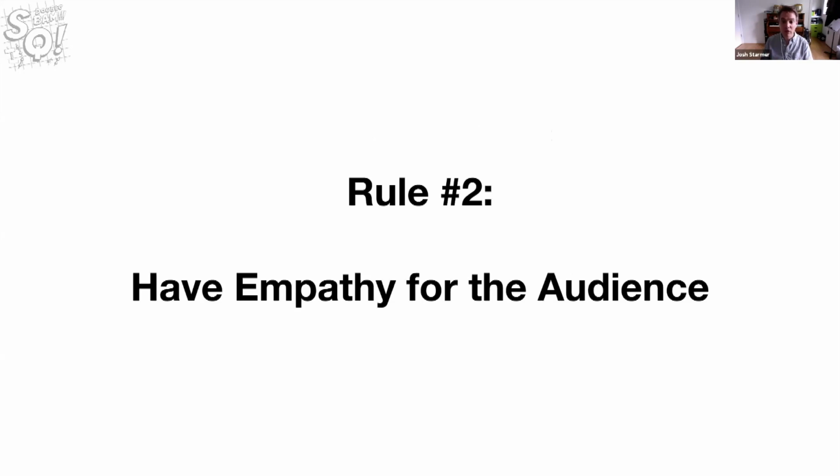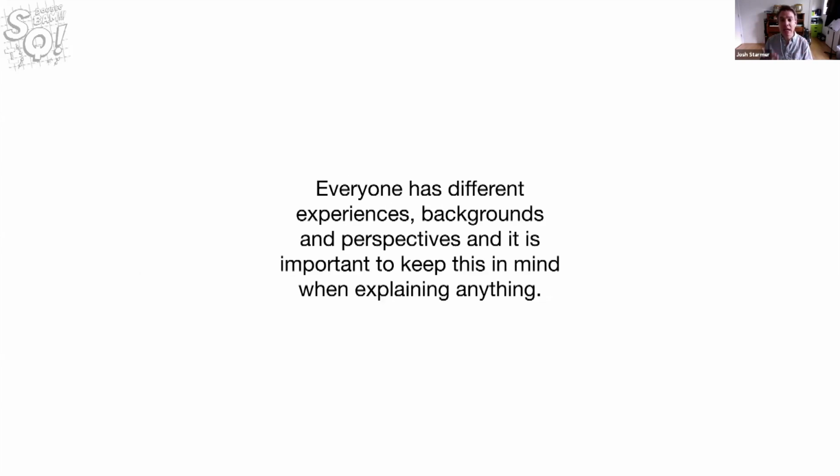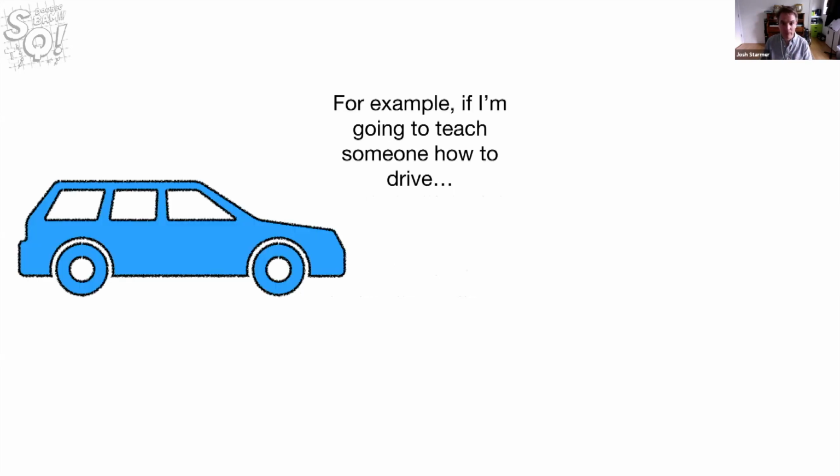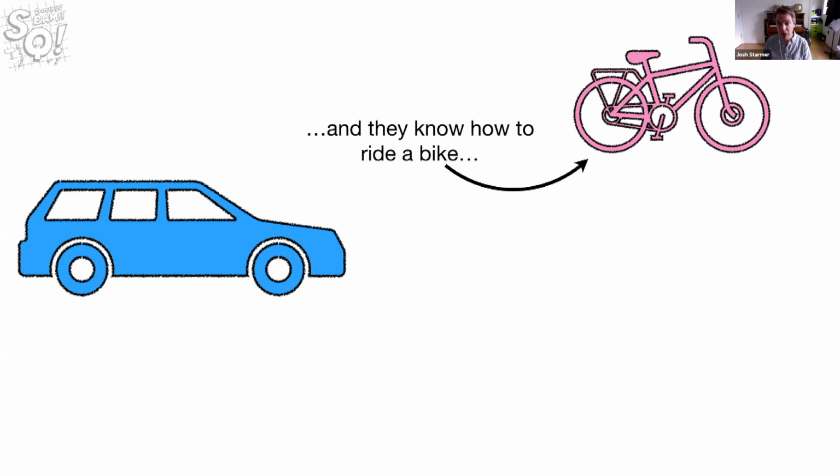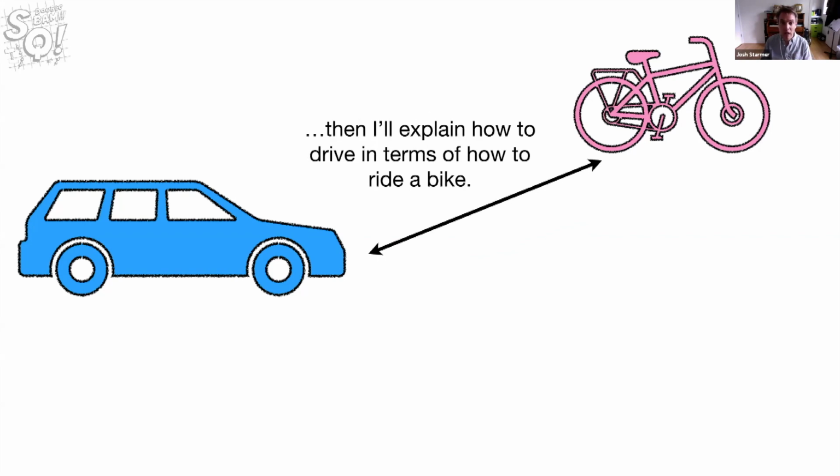Okay, that brings us to rule number 2. Have empathy for the audience. Everyone has different experiences, backgrounds, and perspectives, and it is important to keep this in mind when explaining anything. For example, if I'm going to teach someone how to drive and they know how to ride a bike, then I will explain how to drive in terms of how to ride a bike.